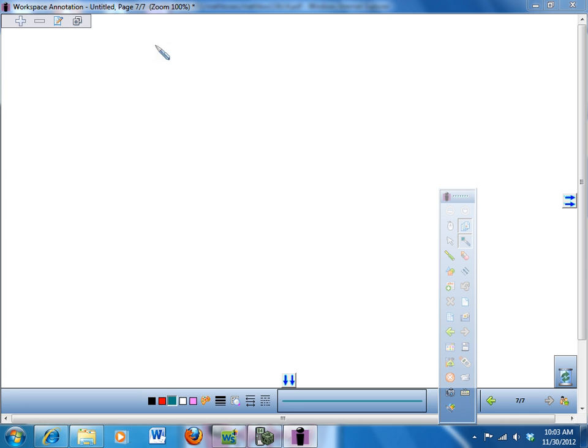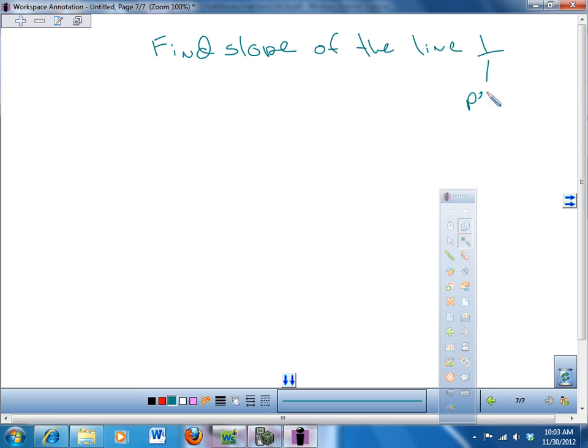So if I did this, find the slope of the line. This symbol means perpendicular to. You'll see this a lot, okay? This means perpendicular. And sometimes you'll see it with a little right angle mark too. It means the same thing both ways. Right, perpendicular to, okay?